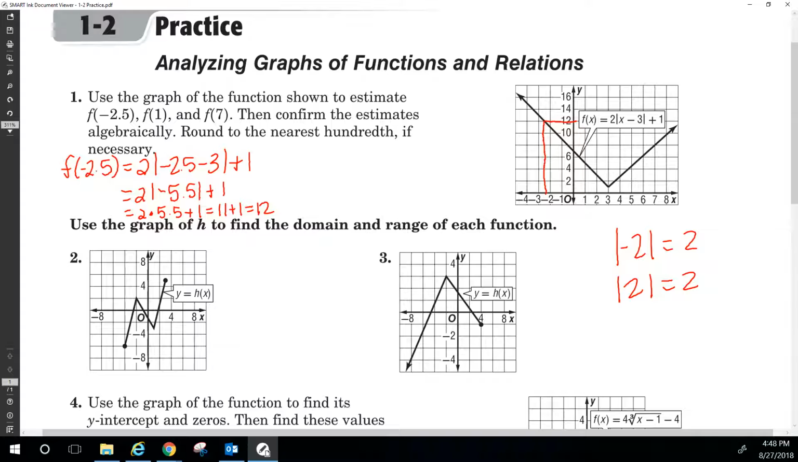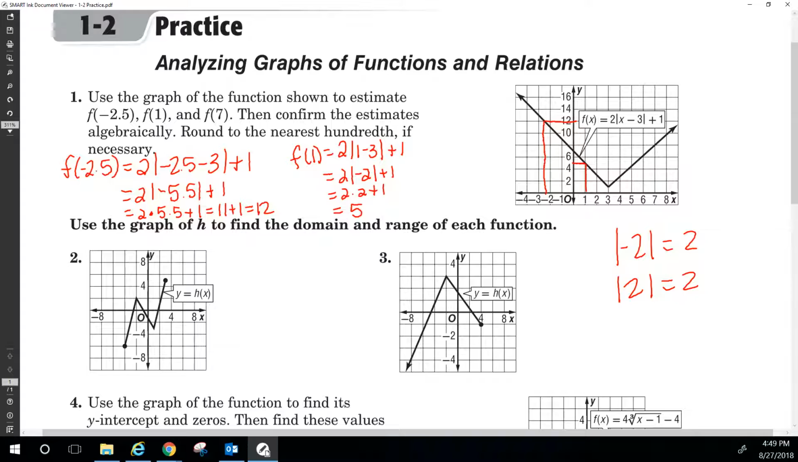All right, for 1, f of 1 would be 2 times the absolute value of 1 minus 3, plus 1. 1 minus 3 is negative 2. So this is 2 times 2 plus 1, which is 4 plus 1, which is 5. And finally, oh, we forgot to look at it over here. So at 1, we think it's roughly 5.